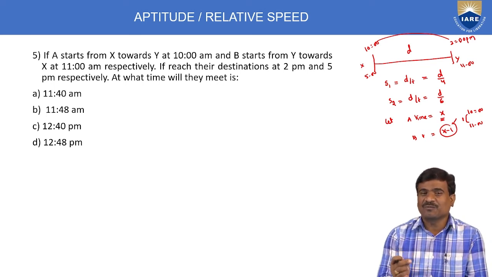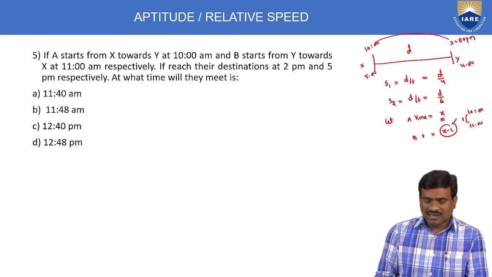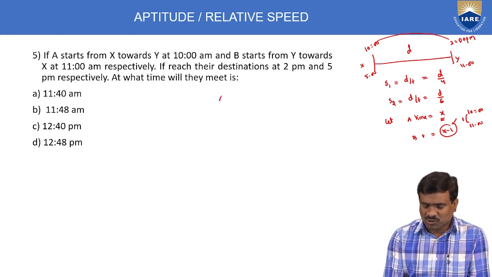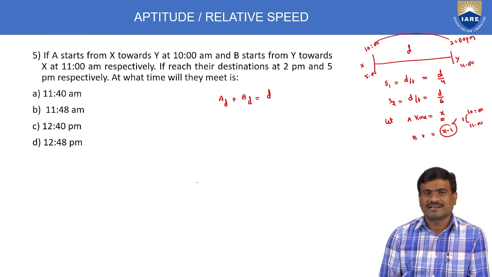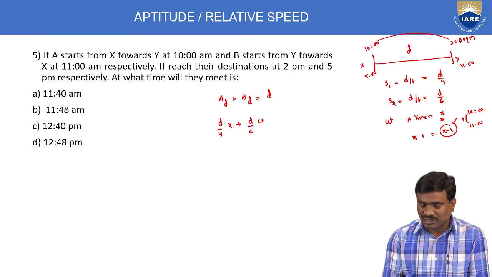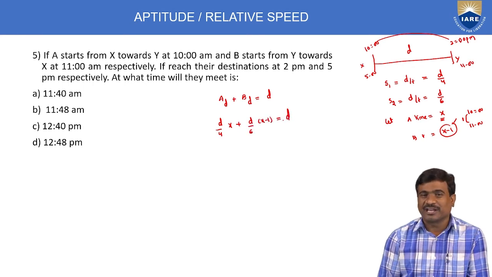Time gap only 1 hour. Then B time is X minus 1. Next procedure: if the problem belongs to opposite direction, A distance plus B distance is equal to total distance. Distance is speed into time, so D by 4 into X plus D by 6 into X minus 1 is equal to D.